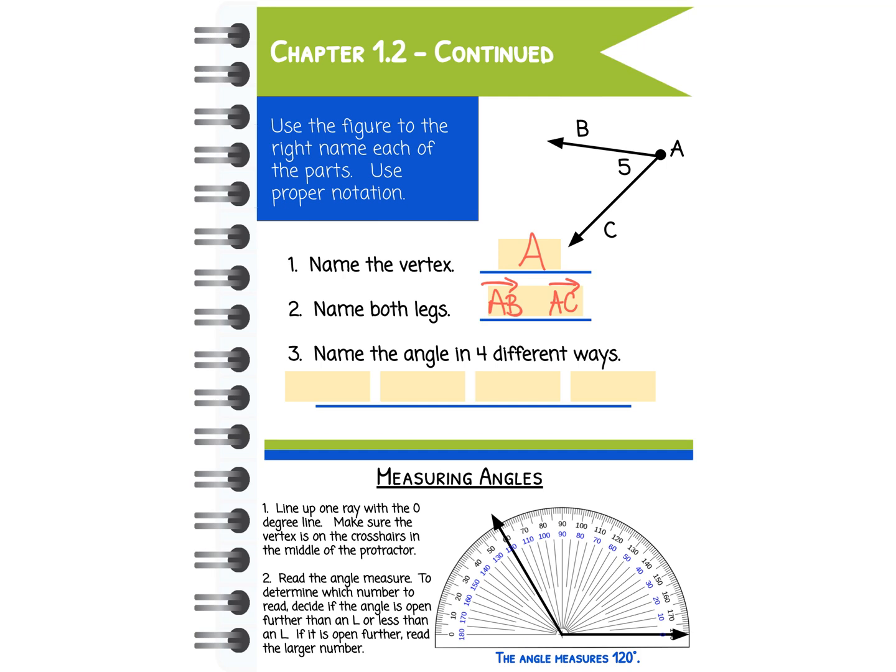Okay, so we want to name the angle in 4 different ways. I like the easy ways first, so we have angle A. We could say angle 5. We also have angle BAC. Again, that vertex is in the middle. Or angle CAB.